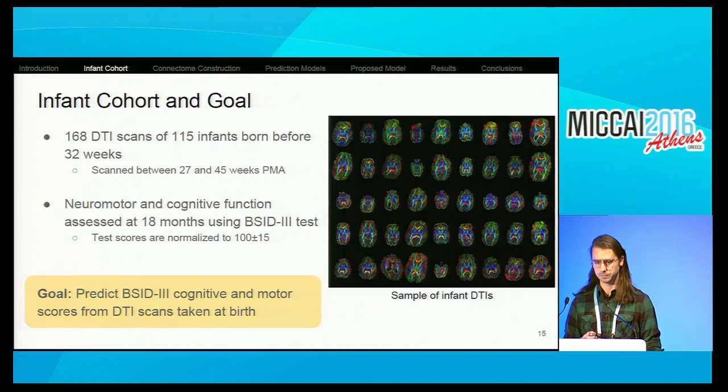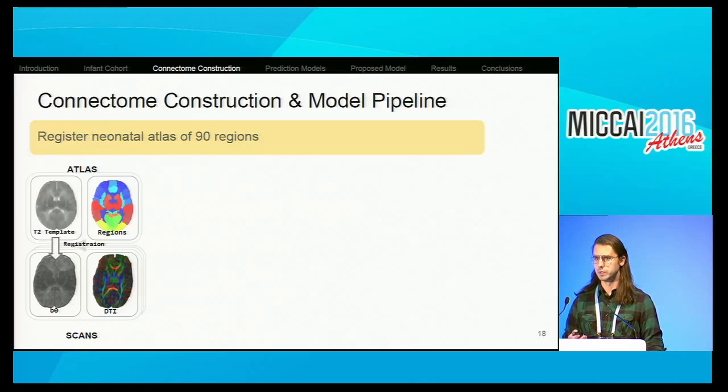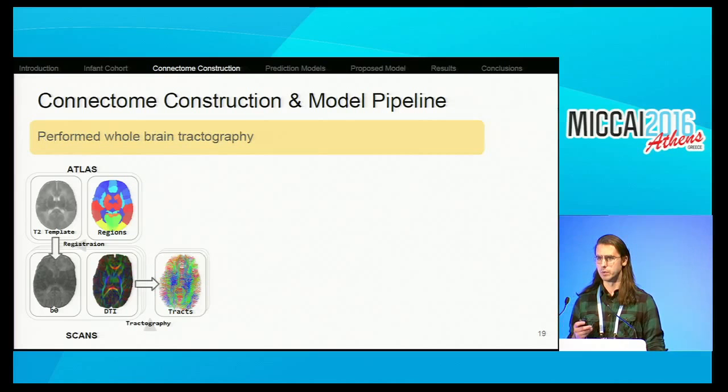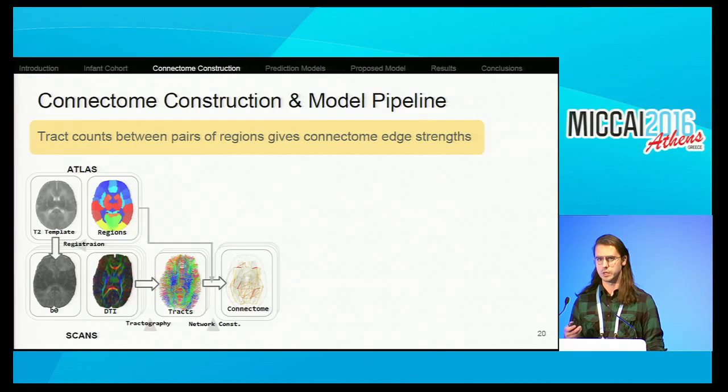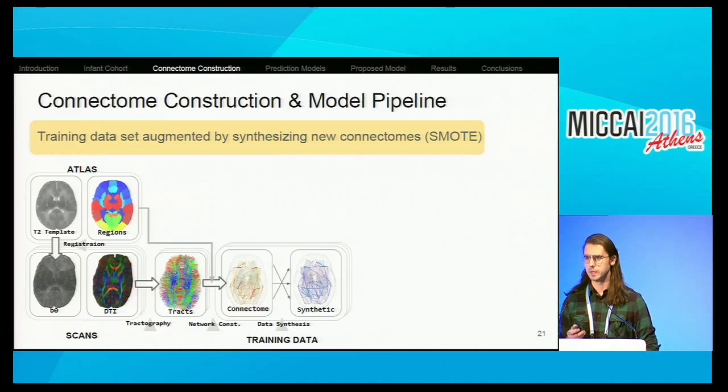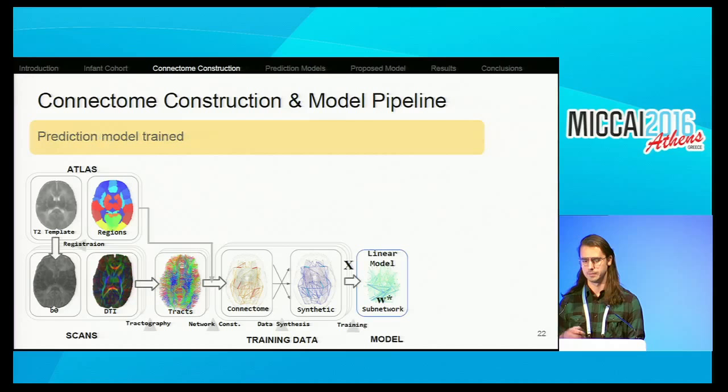So given a scan, we used a UNC neonatal atlas and registered to each scan, and then reconstructed the white matter fibers using tractography. This allowed us to construct a network representation of each brain by counting the number of fiber tracts between every pair of regions. Because we have imbalance in our data set, we had many more normals than abnormals, so we actually synthesized data to balance the training set. For this, we used SMOTE, which is basically a manifold learning way of filling in the gaps in the abnormal class.